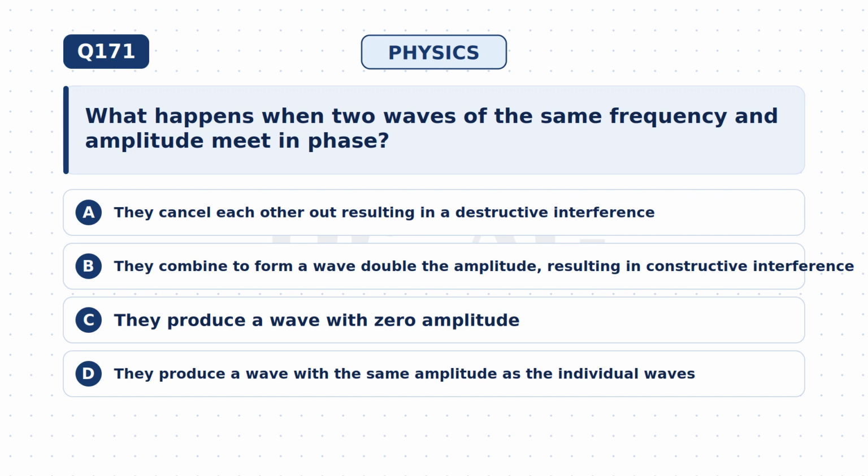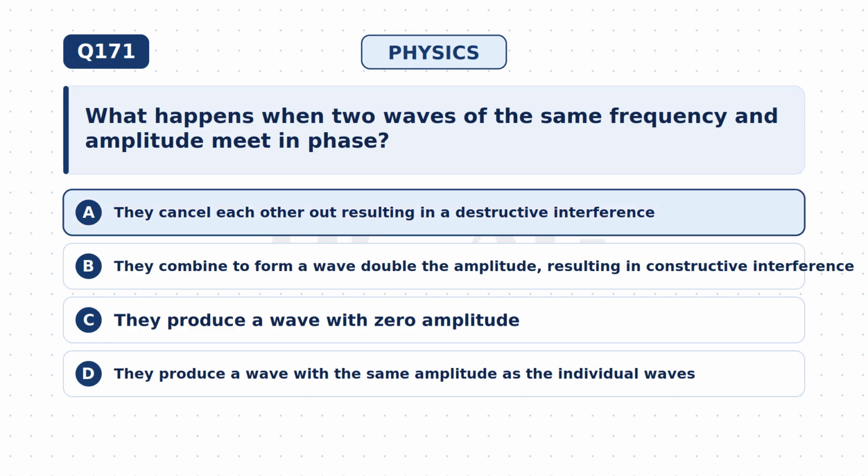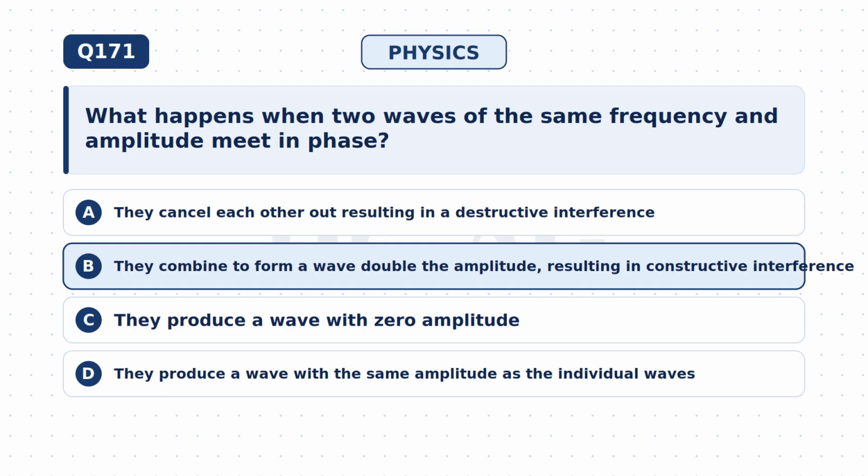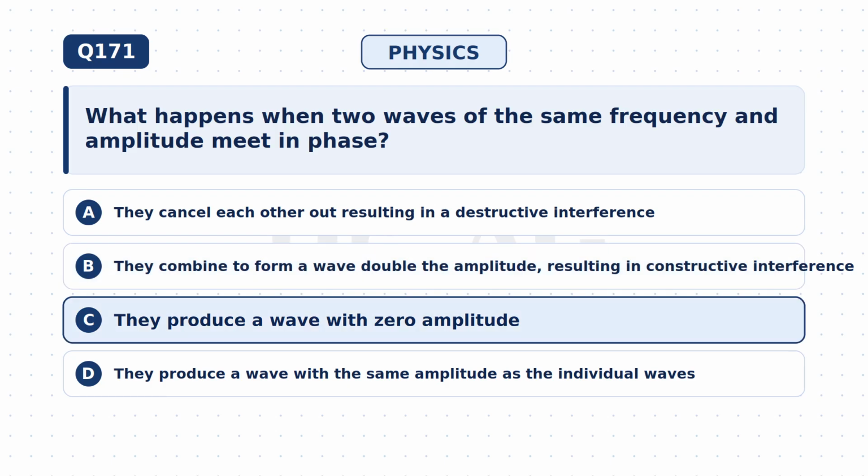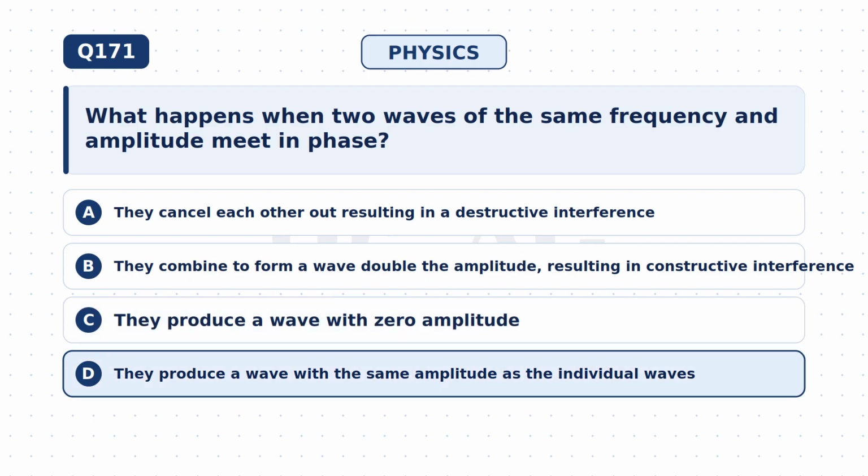Question 171. What happens when two waves of the same frequency and amplitude meet in phase? Option A, they cancel each other out resulting in a destructive interference. Option B, they combine to form a wave of double the amplitude, resulting in constructive interference. Option C, they produce a wave with zero amplitude. Option D, they produce a wave with the same amplitude as the individual waves.